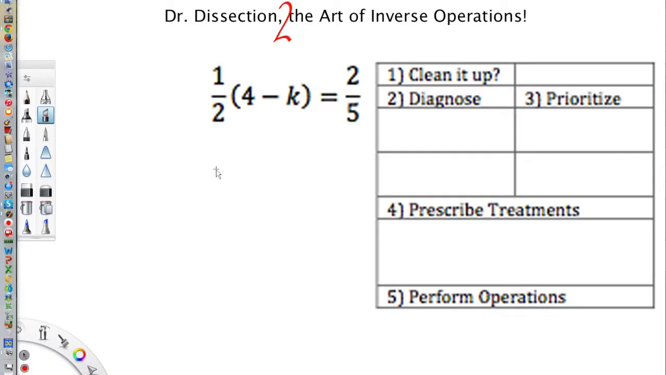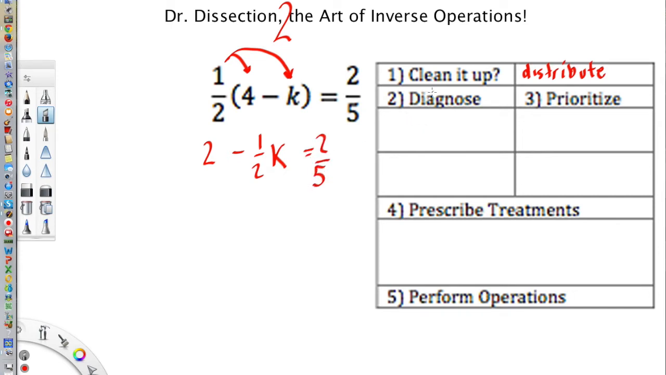Let's take a look at our fourth problem, where we have 1/2 times the difference of 4 and k, which is equal to 2/5. Can we clean this up? Absolutely. I've got some distributing to do. So I'm going to distribute the 1/2 to both of the terms inside the parentheses. And 1/2 times 4 is 2 minus 1/2 of k, which is equal to 2/5.